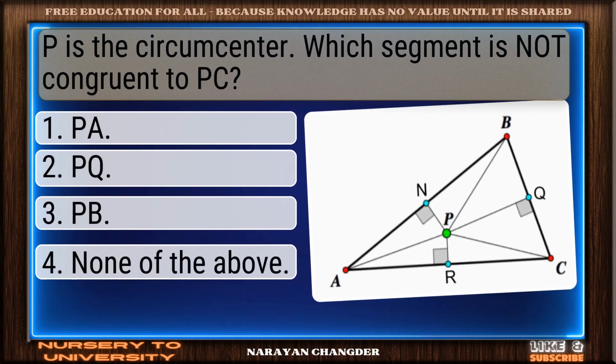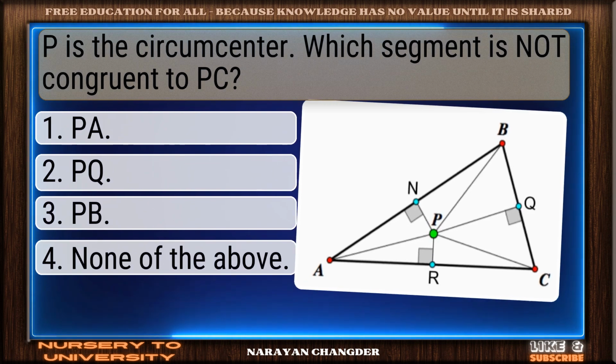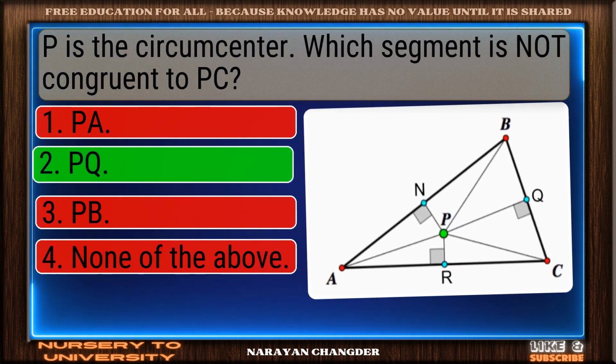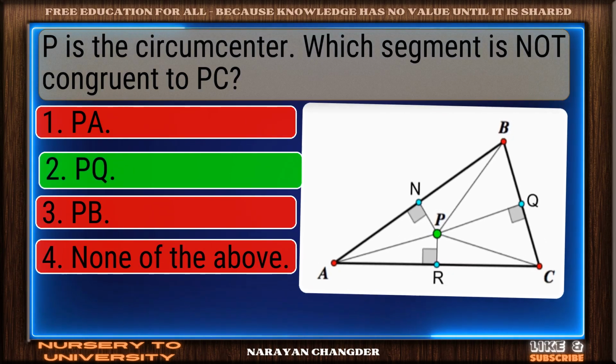Question number 7. P is the circumcenter. Which segment is not congruent to PC? Smart pick. PQ is the correct choice.